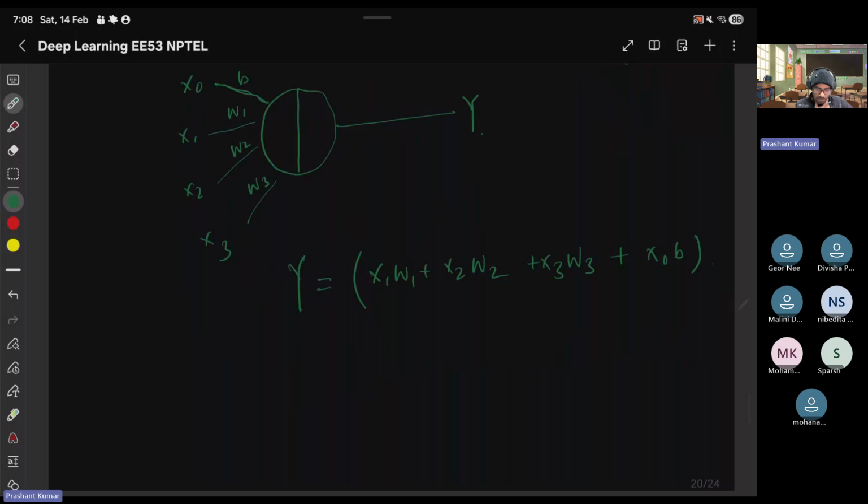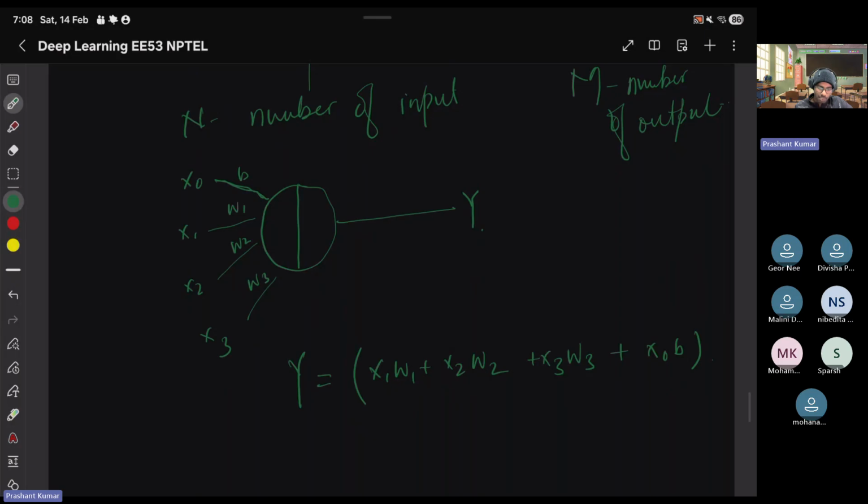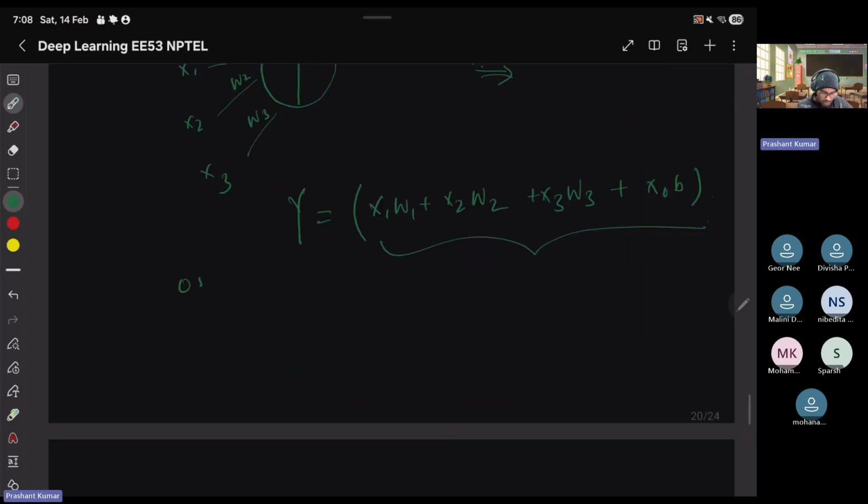There is more to it, but before going there, let's see if this perceptron can solve any nonlinearity or not, because this is a linear relation. This is a node that takes multiple inputs and produces some output. So let's take an OR gate.